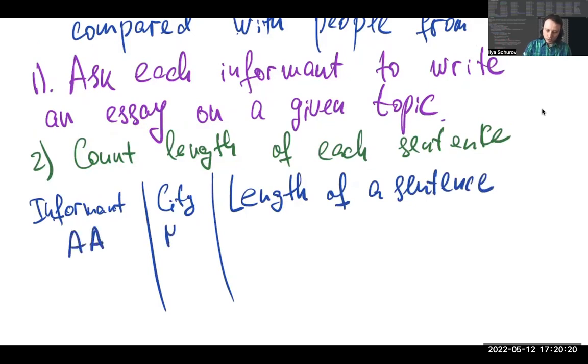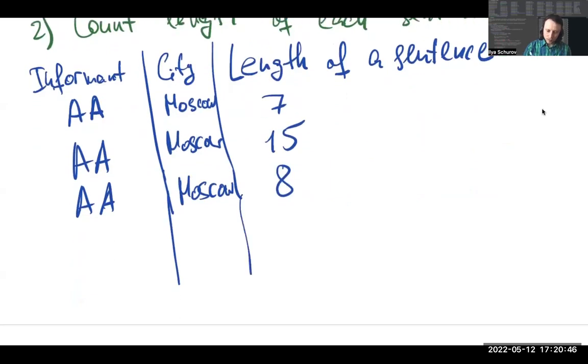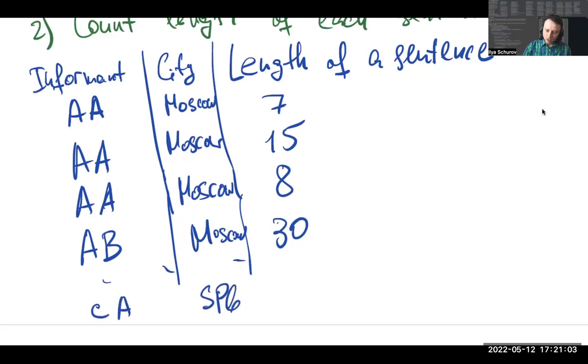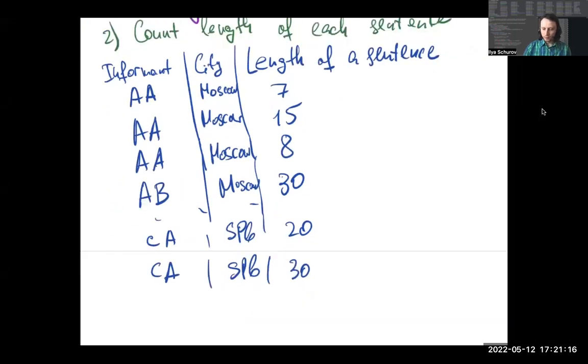And it would be like this: informant AA from Moscow. First sentence is of length 7, and for the same person, second sentence is of length 15, and the same person, and we have another person from Moscow, and the sentence 30. And so on, and we have some person from St. Petersburg, and something like this. What would you do next?